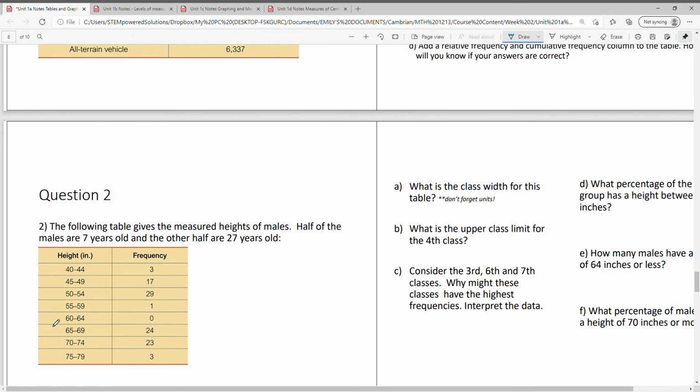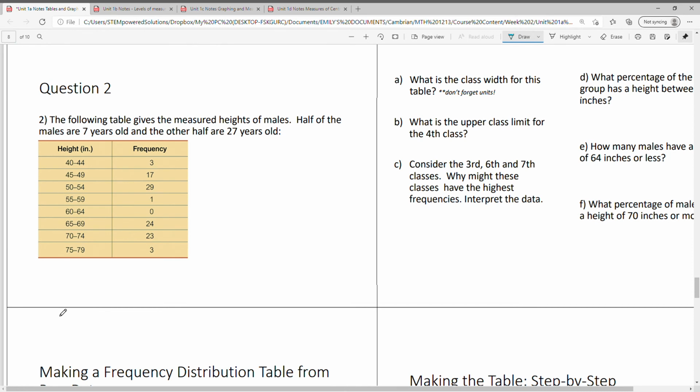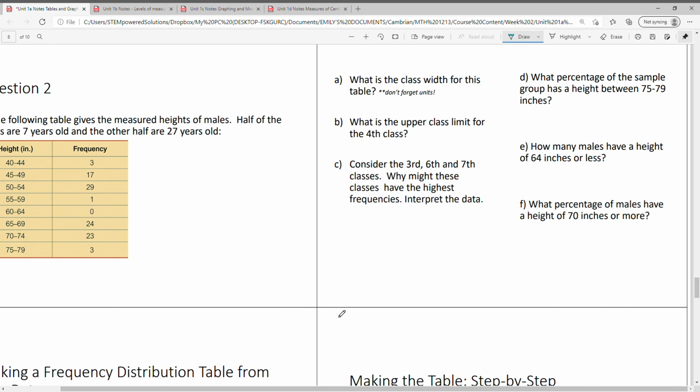And question 2. The following table gives the measured heights of males. Half of the males are 7 years old and the other half are 27 years old. A. What is the class width for this table? Don't forget units. B. What is the upper class limit for the fourth class? C. Consider the 3rd, 6th, 7th classes. Why might these classes have the highest frequencies?